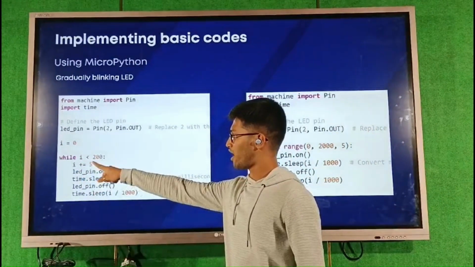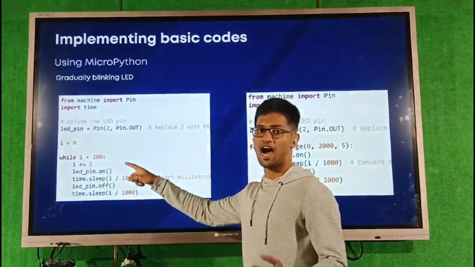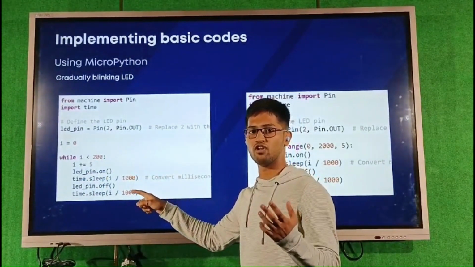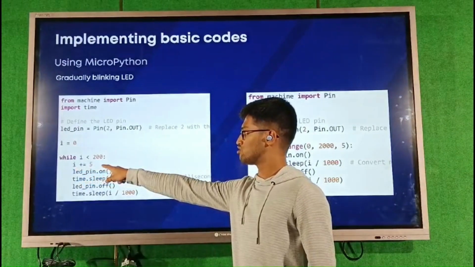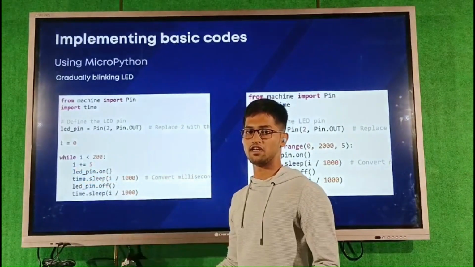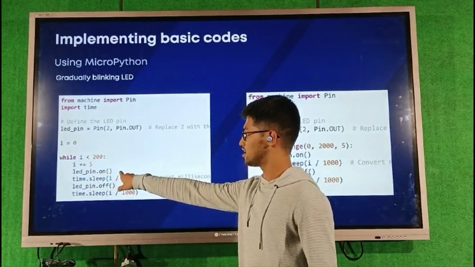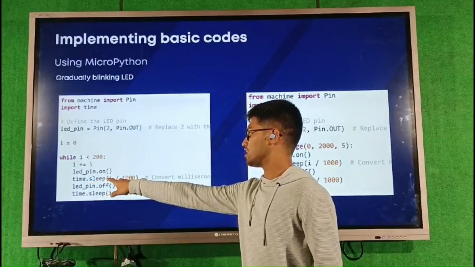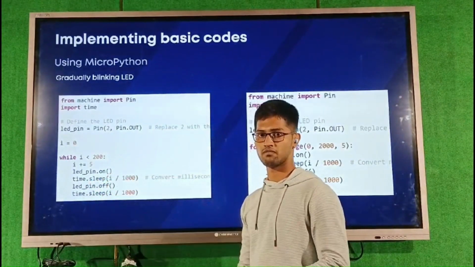So in the while loop, i less than 200. Basically, when i is greater than 200 the loop will be terminated. Second, i plus equals 5. In this, i will be increased by 5 after every iteration. Similarly, the LED is on and the sleep time will be i, which has to be increased after every loop.